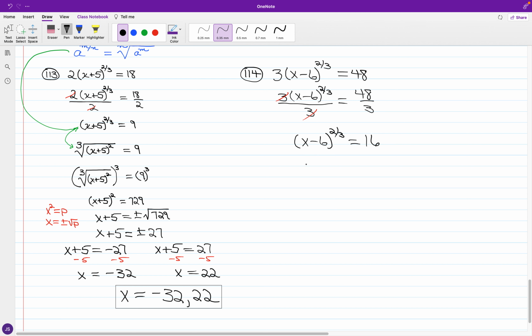And just translating again to a radical. Again, we have the denominator 3, signaling that we have a cubic root. This time we have the cubic root of x minus 6 to the 2nd equal to 16. And just when you think that 729 is large, well, guess what? 729 came from cubing 9, and now we're about to cube the number 16.